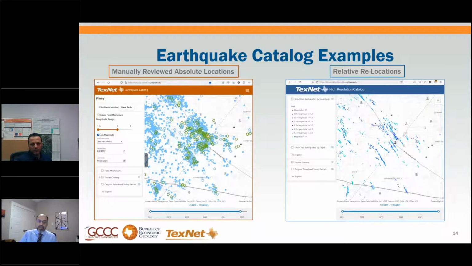And here is an example. On the left-hand side, you see the manually reviewed absolute location we have from our analyst. That is for a site in West Texas, where you can see there is a diffusion of seismicity in space. And on the right-hand side, you can see how, using the data on the left-hand side as input, we can create the relative relocation catalog, where you can see clearly that we can identify the fault strike direction and the fault projection to the surface. Next slide.